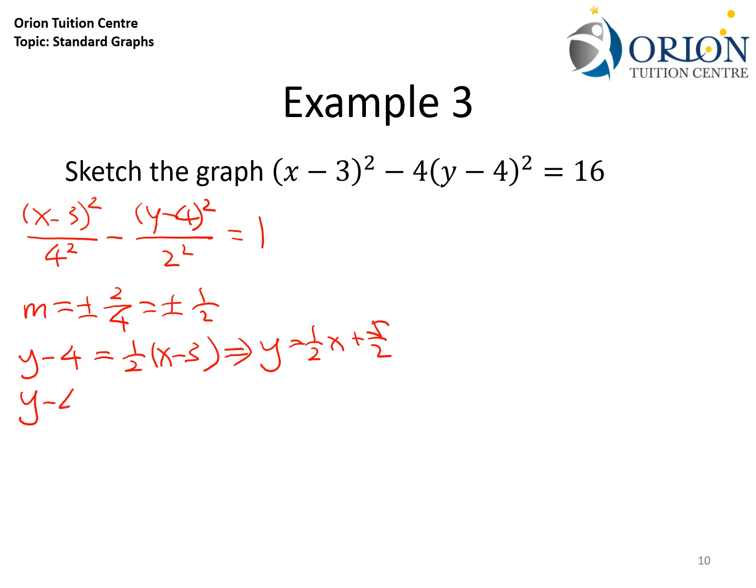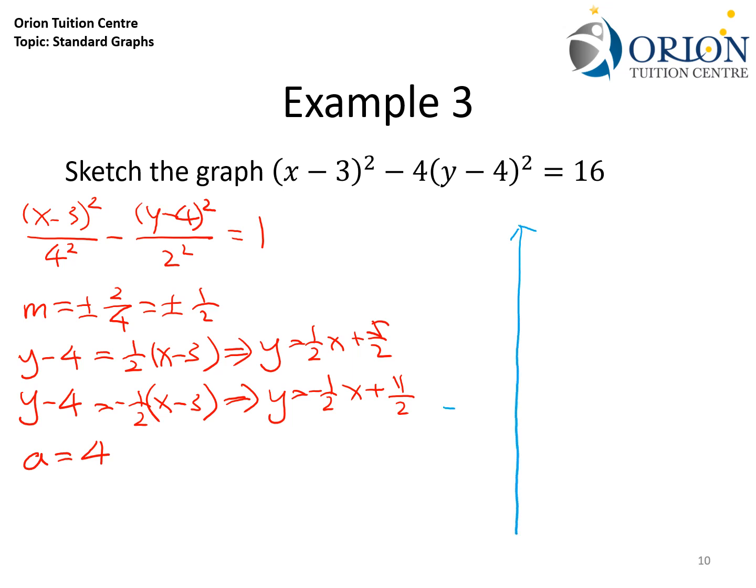And the other asymptote will be y minus 4 equals negative half (x minus 3), which can be simplified into y equals negative half x plus 11 over 2. And also, we know that this is a type 1 hyperbola. That means we need to look at the horizontal distance from the center to the vertex, which is 4. And with all this information, we can then proceed to sketch the graph.